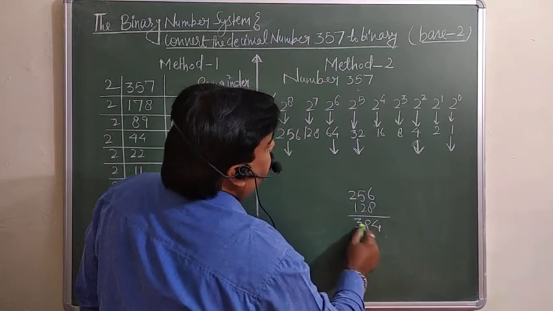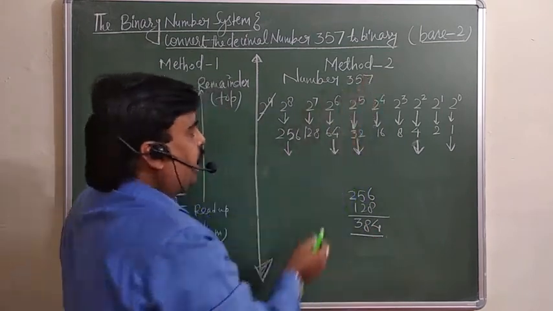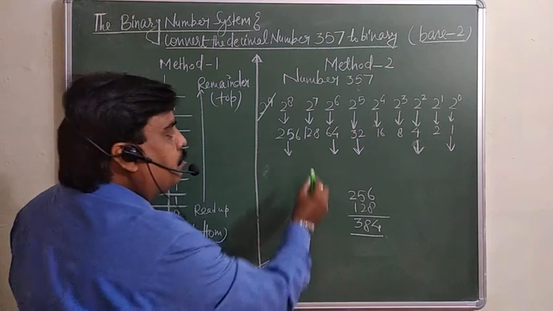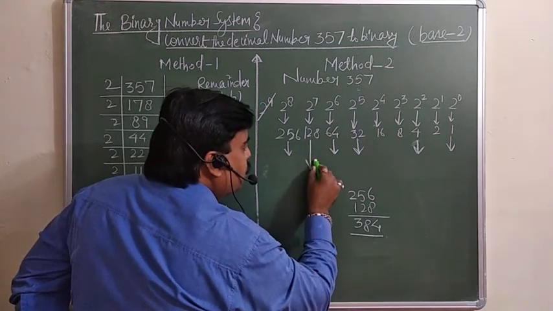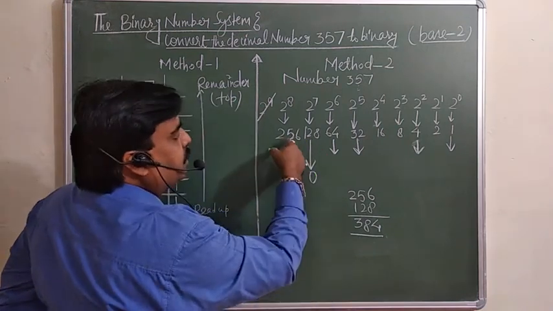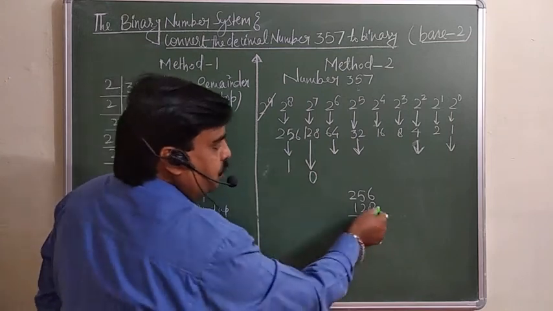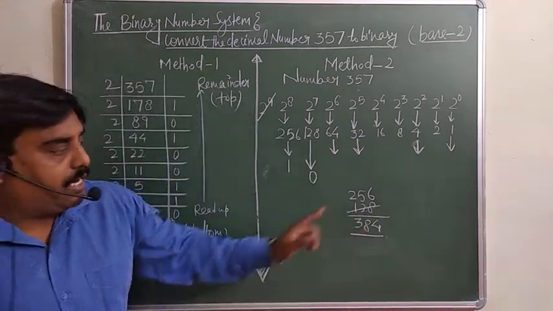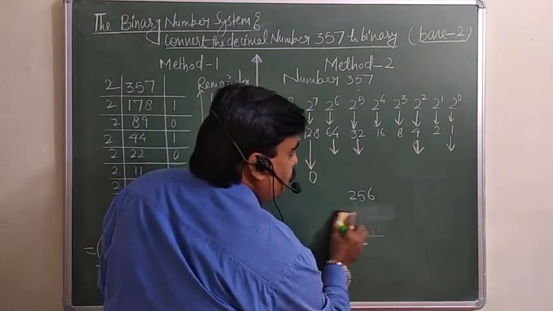8, 3. That is, this number is more than this one. It means this number cannot be added. The number which cannot be added, you are supposed to give the 0 of that. The number which can be added, you have to give 1. So this cannot be added. It means this number cannot be added. So you are not supposed to take this one.